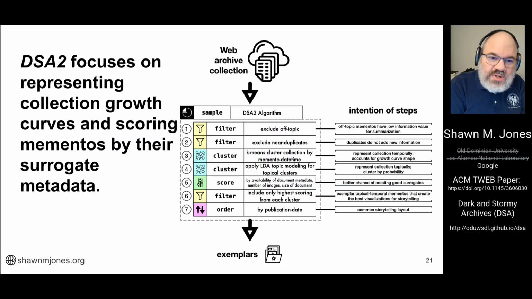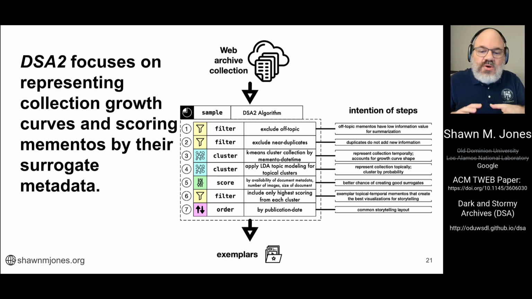So DSA2 focuses on representing these growth curves and also scoring mementos by their surrogate metadata, because web pages have metadata built into them to help them produce nice cards on social media. And so we use that to produce a score. So the first 2 steps are very similar to Al-Nomani's, and then we use k-means clustering in the third step to cluster the collection by memento datetime, thus taking into account the collection growth. Then we apply LDA topic modeling for topical clustering, and we score based off of the availability of metadata, and then we can include only the highest scoring from each cluster to get our exemplars, and we order by publication date.